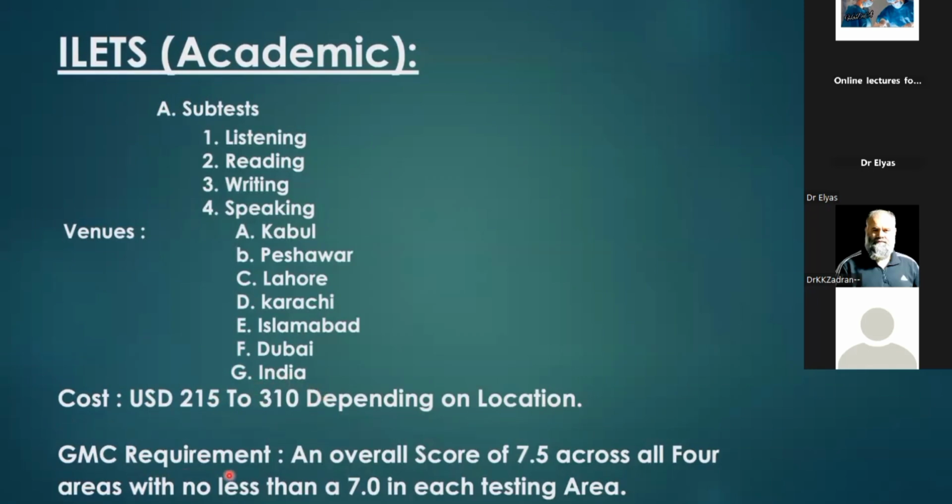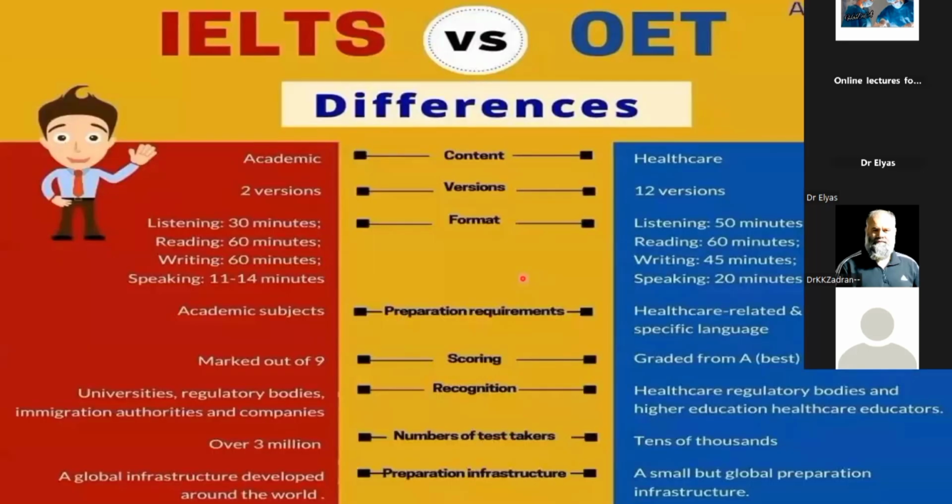And the GMC requirement is a bit tough here compared to OET. The GMC requirement is an overall band of 7.5 across all 4 subtests, like reading, listening, writing, and speaking in one go. And in each of the subtests, the band should not be less than 7.0. Okay. And obviously, it's a bit tough when it comes to writing. IELTS writing is difficult. So I'm going to compare both IELTS and OET now.